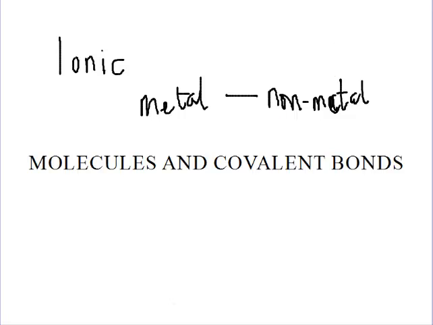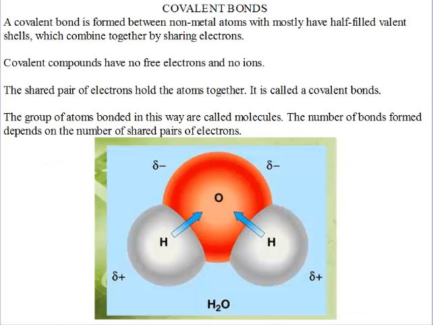Now, today we're going to talk about a different type of bond, as I said earlier, and that is the covalent bond. A covalent bond is formed between non-metal atoms with mostly half-filled valence shells, which combine together by sharing electrons.